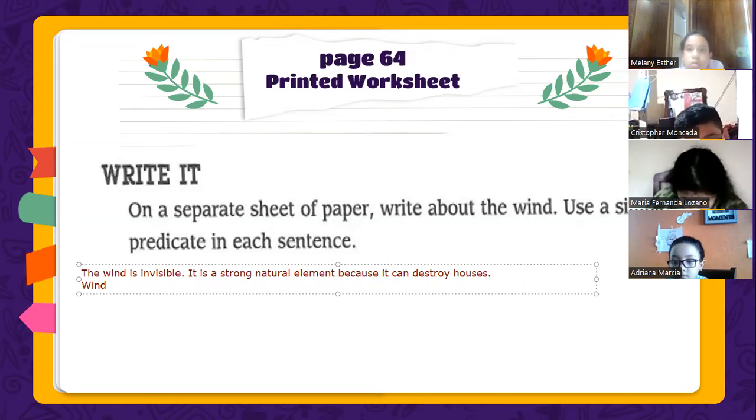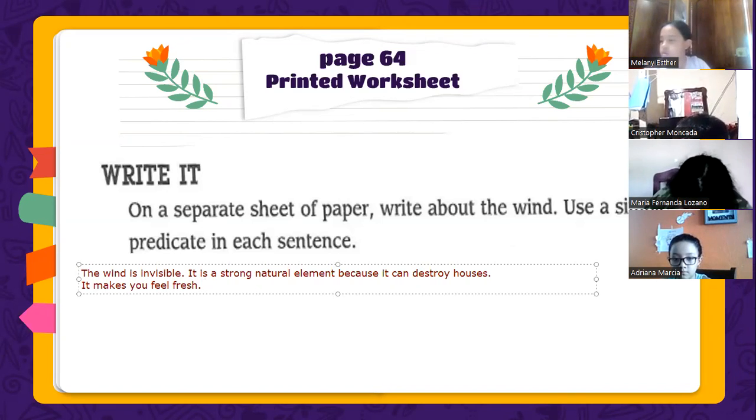Wait a minute, I'm going to explain one page. The wind can refresh you. Yeah, it can refresh you. The wind makes you feel fresh. It's cold too sometimes. Sometimes it is very cold.